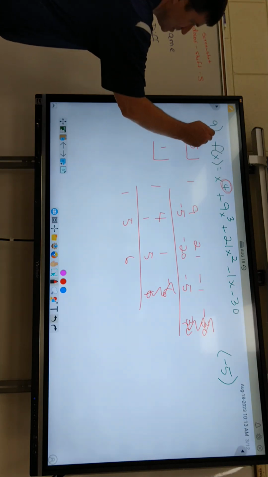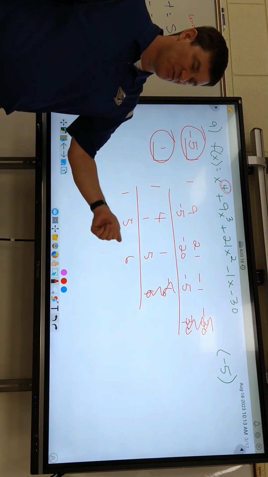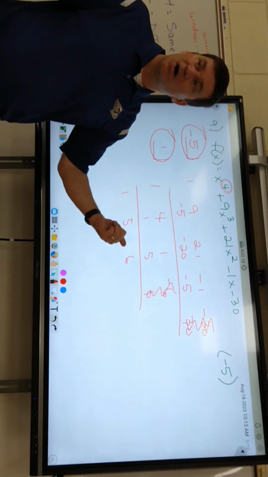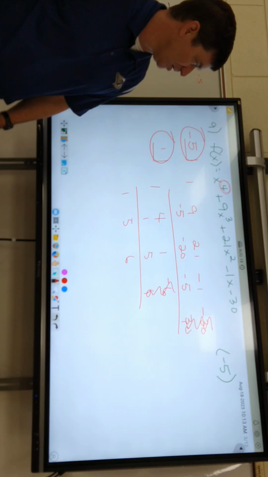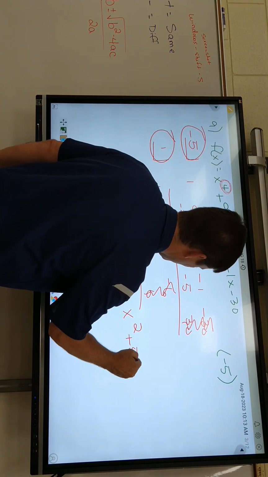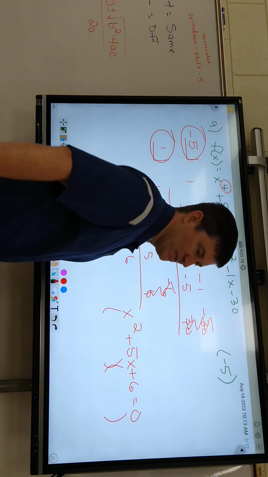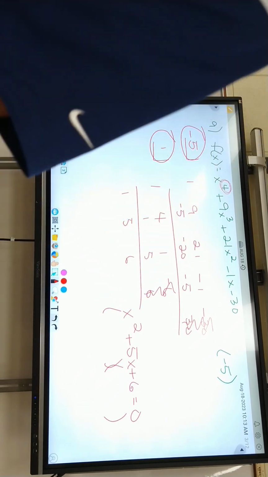All right, so Griffin, that means this is my first answer, this is my second answer. To find your third answer, you take these 3 numbers and factor them out, just like we did a minute ago. So I got x squared plus 5x plus 6. I need you guys to factor that out. That will give you your third and fourth answer.